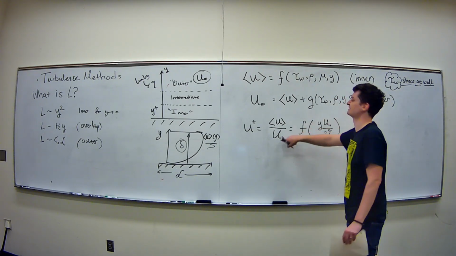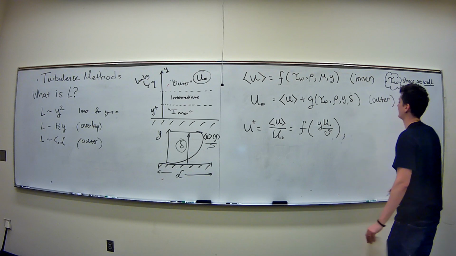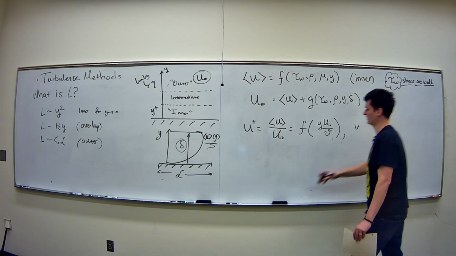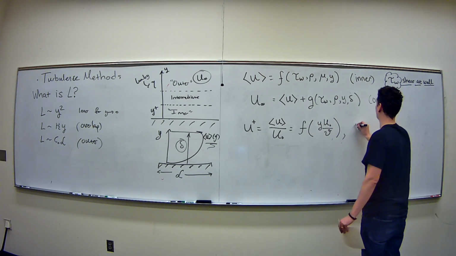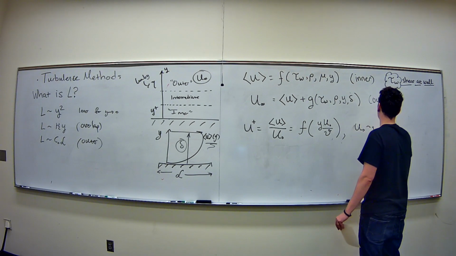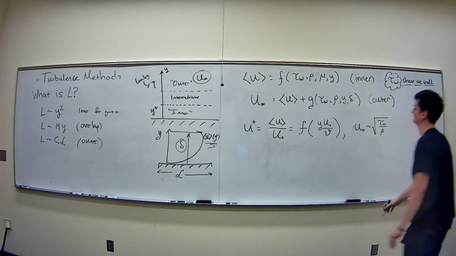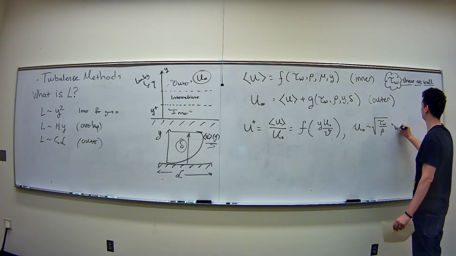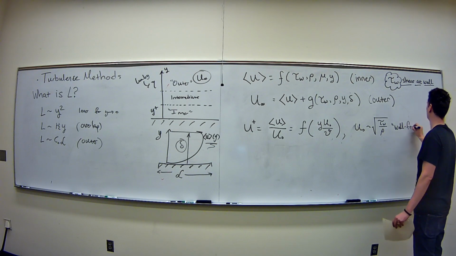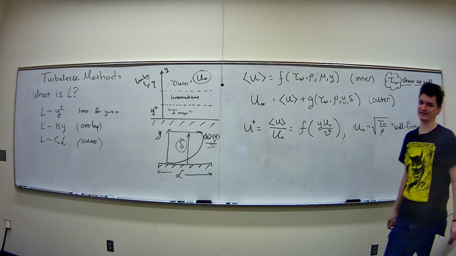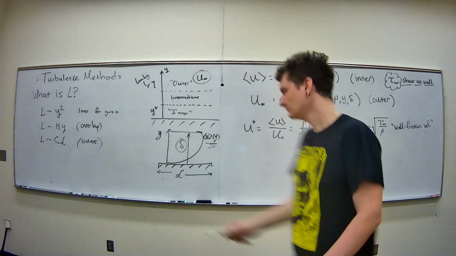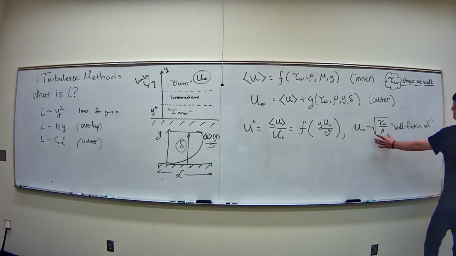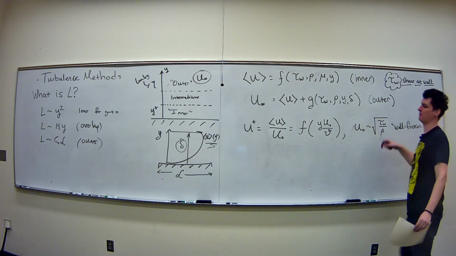And now the question being here, well, wait a minute. What was the scale? What's the velocity scale you have? And the velocity scale here is very famous indeed. And it's this. So this is called, what do they call it? This is the wall friction velocity.